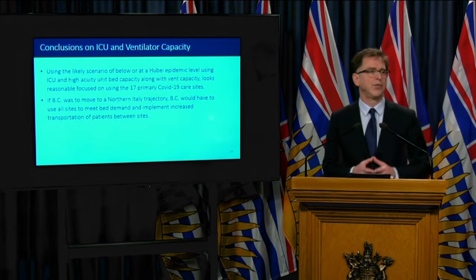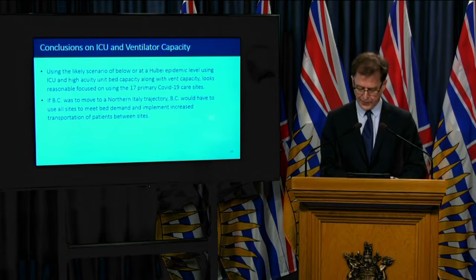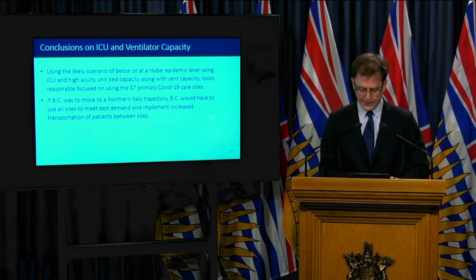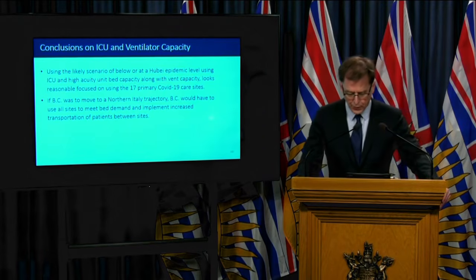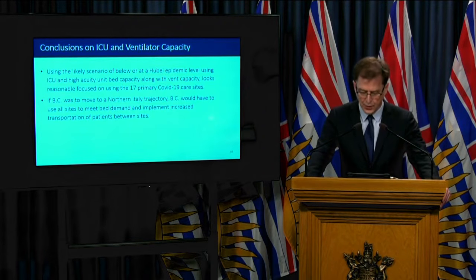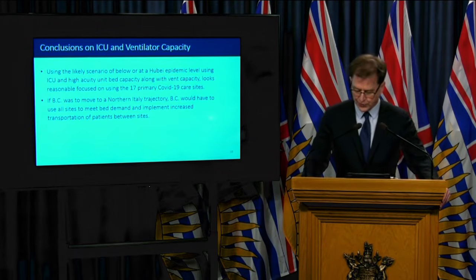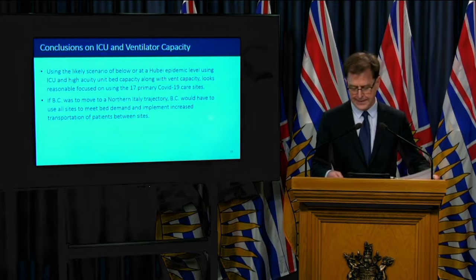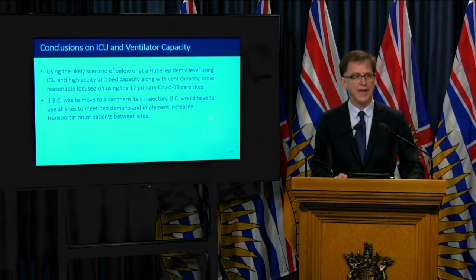Our conclusions, and you've seen this as we've dealt with the various scenarios, are that using the likely scenario of below or at a Hubei epidemic level, using ICU and high acuity unit bed capacity along with vent capacity, we are reasonably focused on being able to handle that within the 17 prime COVID-19 care sites. If we were to move to a northern Italy trajectory, BC would have to use all sites to meet bed demand and implement increased transportation of patients between sites. And again, the more detailed discussion of that can be found in the longer briefing.